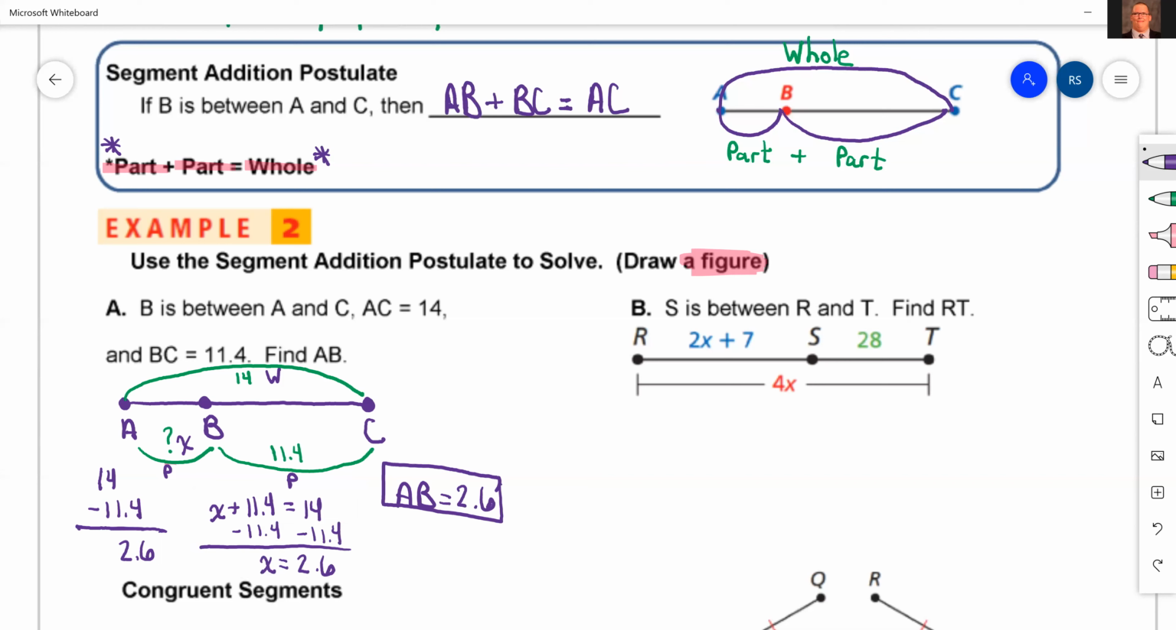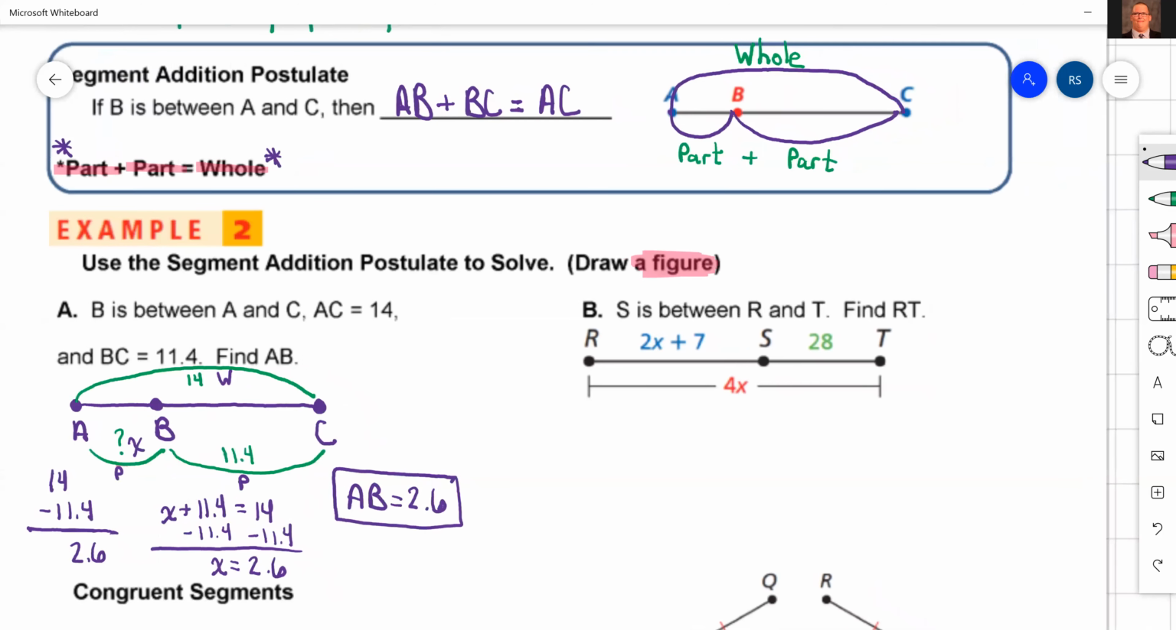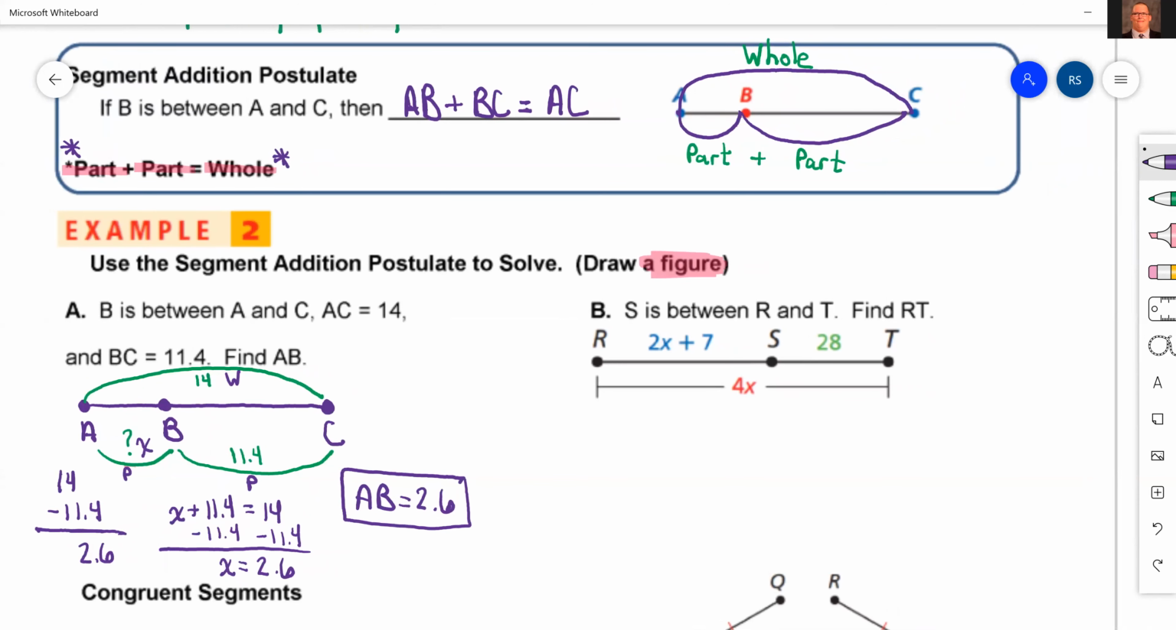Okay. I don't like that box. I'm going to draw me another one. Okay, so there's that one. Okay, so for B, it tells us S is between R and T. Now, it gave us a picture, so we don't have to draw that. It gave it to us. Find RT. We're finding RT. Which one of these lines is RT? Which one of these in our picture right here? Which one of those is RT?